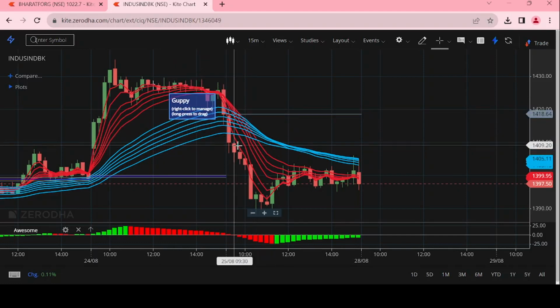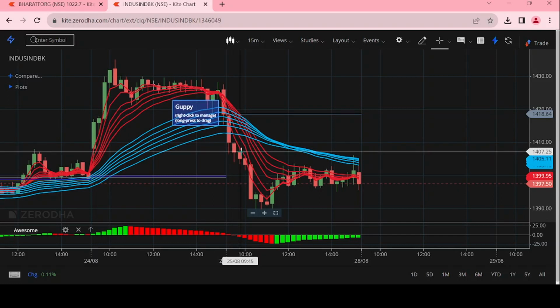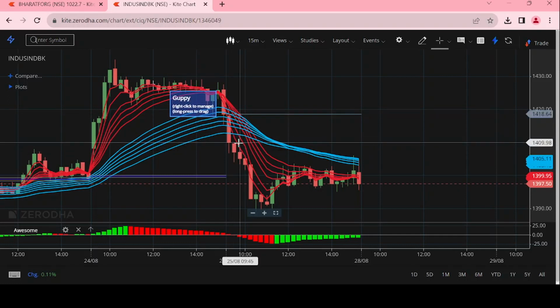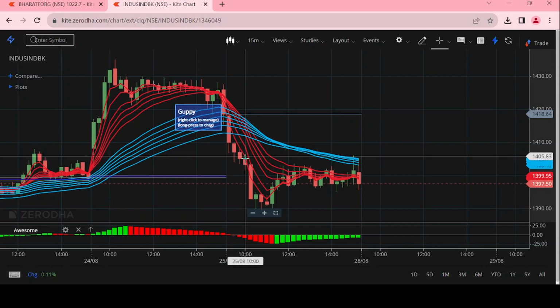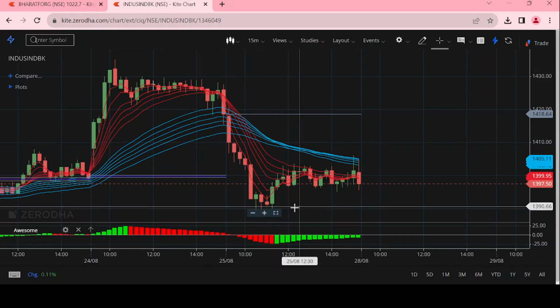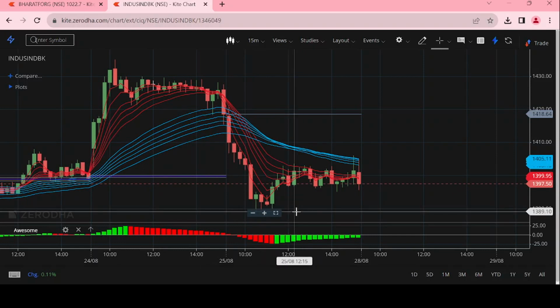I will enter into this trade at this point because I wait for at least three of the moving averages to close below the long-term moving averages. So my entry for this short trade is at 1407. And as you can see, IndusInd Bank made a low of 1389, which is more than 1.5% returns for an intraday trade. So this is an extremely good setup, especially when the market is trending. You can really end up making a huge amount of profits.